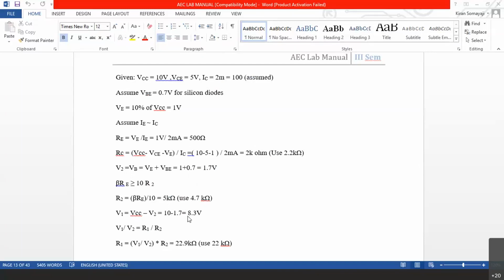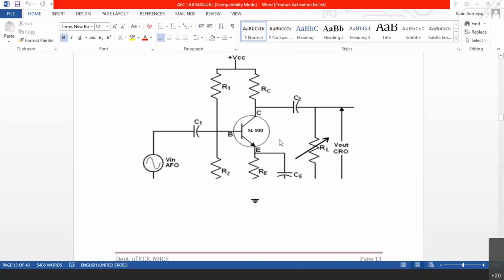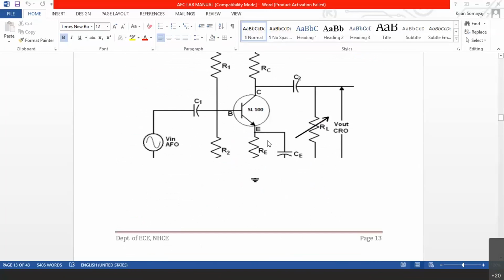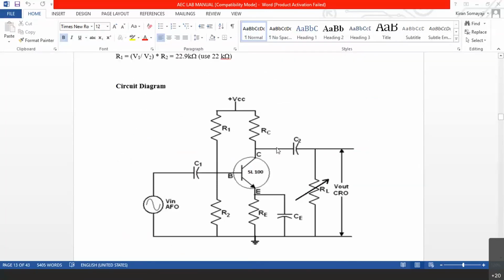Using this, we can find out R1. R1 is V1 by V2 into R2. Based on the voltage divider rule, we get around 22.9 kilo ohms. The nearest value is 22 kilo ohms. This way we got R1, R2, RC, RE. All the 4 resistor values we have got now for the given Q point. Now that is the design here. Okay, this is that particular diagram and we will have the design here.